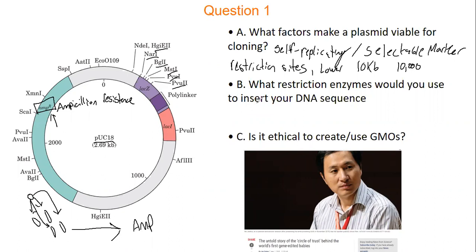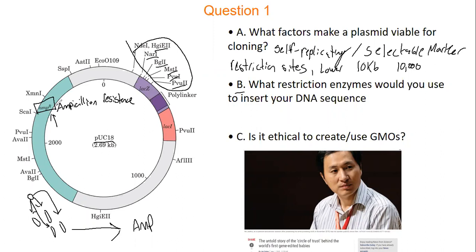When you're looking to see where to put your DNA, which restriction enzyme should you use? I'm entering B. Again, you want to look for the area that has a lot of them in a row. That's telling you it should go here.